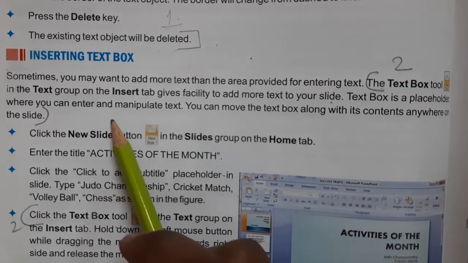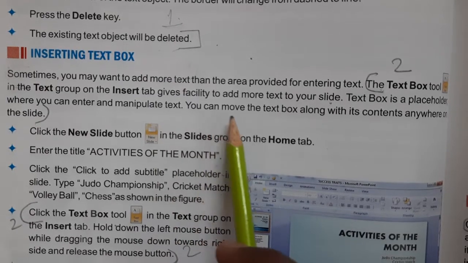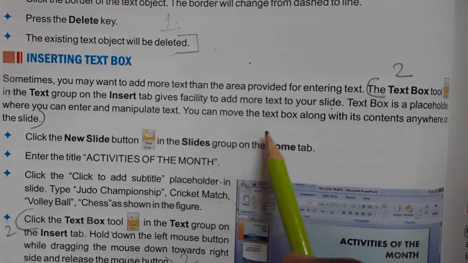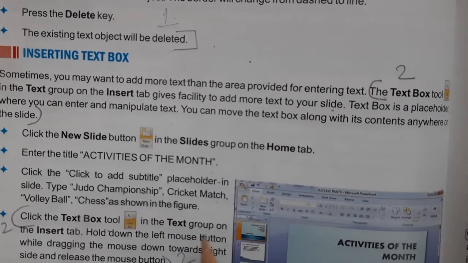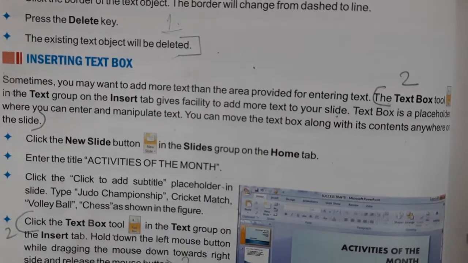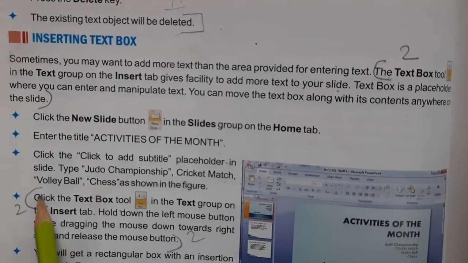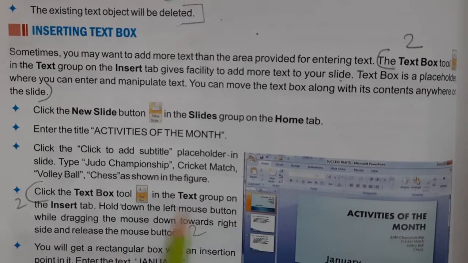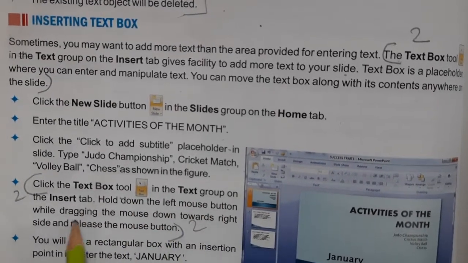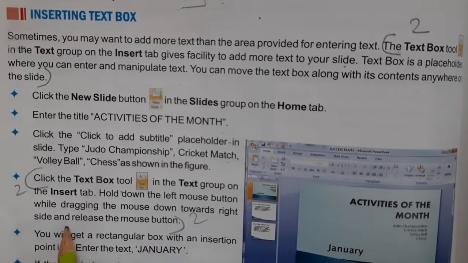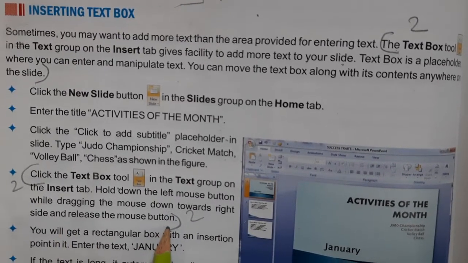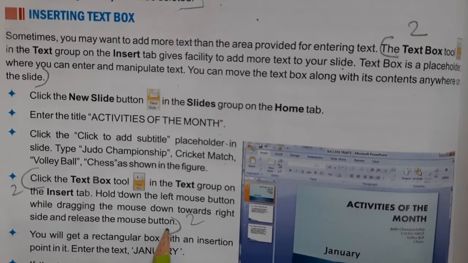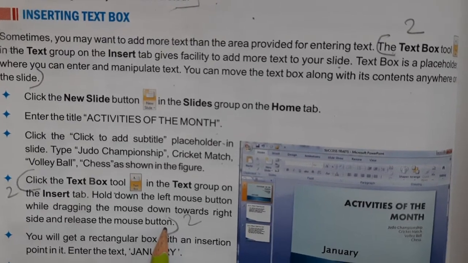Text box is a placeholder where you can enter and manipulate text, and you can move the text box along with its contents anywhere on the slide. After this, we have to write how can we insert text box in a slide. So you have to write only this point. Click the text box tool in the text group on the insert tab, then hold down the left mouse button while dragging the mouse towards right side and release the mouse button. So after this, you will get the text box. So this is the answer number 2.